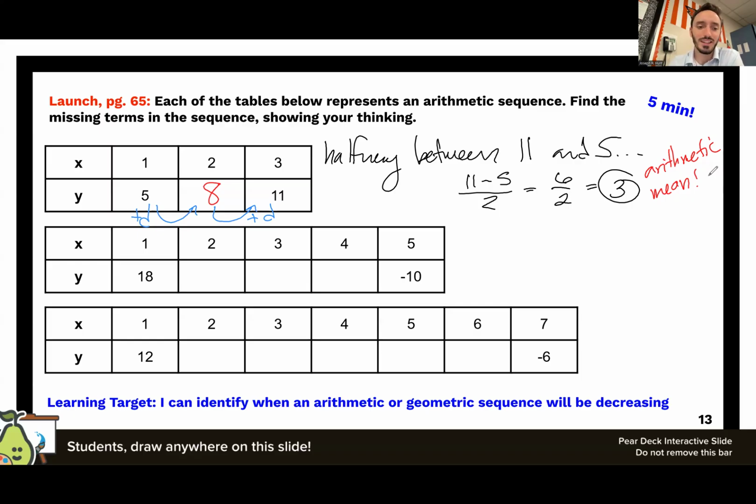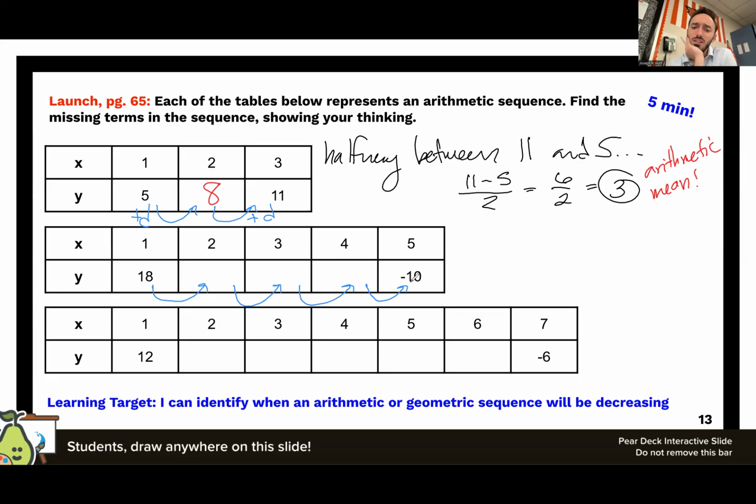If you take a look at this bottommost problem, or maybe the one in the middle, I should say, we now have 5 terms in the sequence where the first term is 18 and the fifth term is negative 10. I recognize here that my sequence is going to be decreasing. So I go from 18 to something, I go from something to something else, I go from that something else to a third thing, and then finally, I go from that to negative 10.